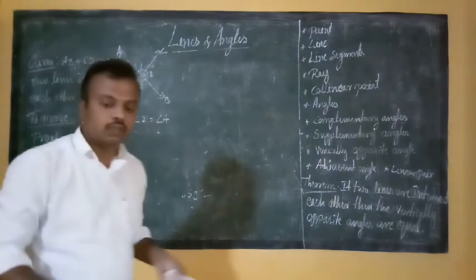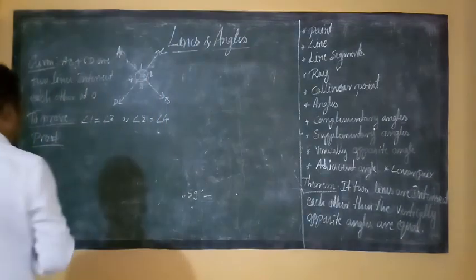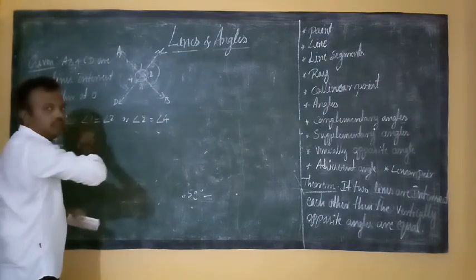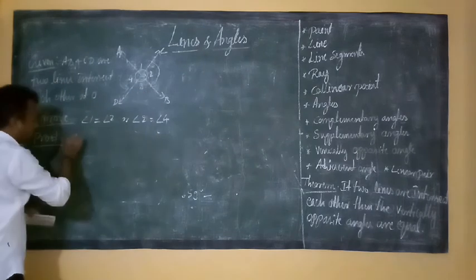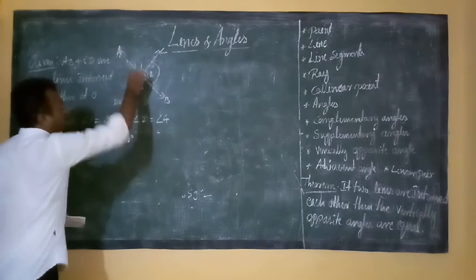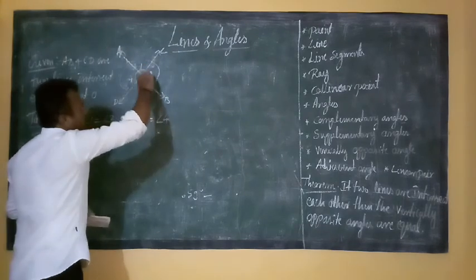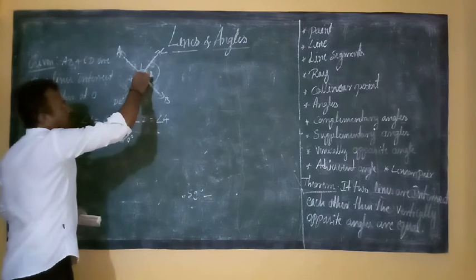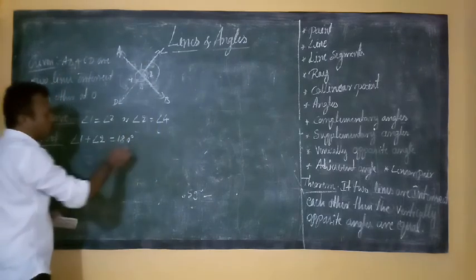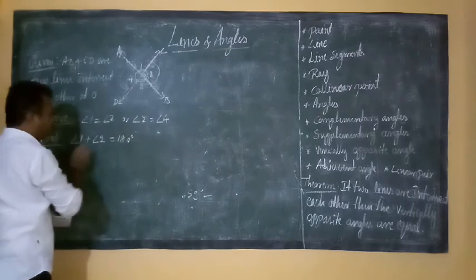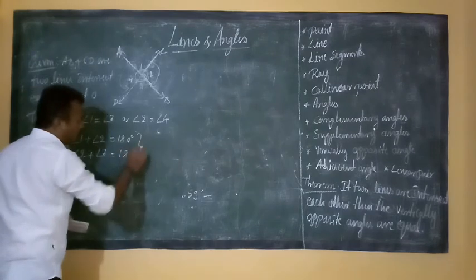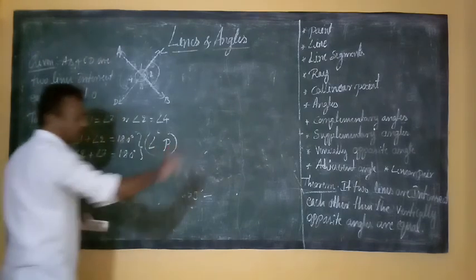So how are we doing the proof? See students, first of all we have to consider it like this or like this. I will show you. Angle 1 plus angle 2 is equal to 180 degrees, correct? Because this is a straight line standing on another line, these two become a linear pair. Therefore, angle 1 plus angle 2 is equal to 180 degrees, and then angle 2 plus angle 3 is equal to 180 degrees, because of the linear pair, correct?